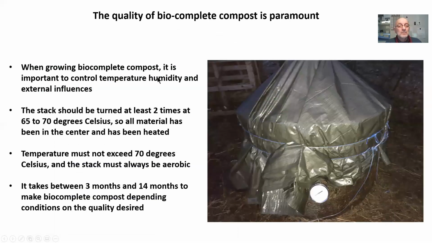When growing a biocomplete compost, it is important to control temperature and external influences. So wind, frost, rain, everything, we try to sort of regulate. It's not that the compost cannot handle the weather conditions. It can. It will adapt to it, but it will adapt like the rest of nature with the way that this thing is working. The stack should be turned at least 2 times at 65 to 70 degrees Celsius.